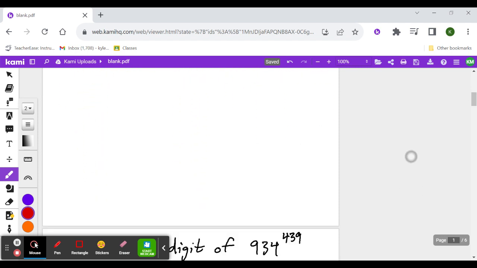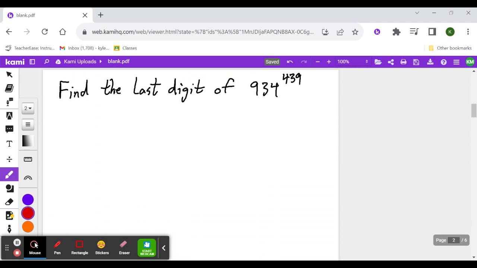All right, let's try another one here. Find the last digit of 934 to the 439. Feel free to pause if you want to try it yourself first. Otherwise, you can just keep watching. All right, so the last digit will be based on this 4 right here. Let's just run through the powers of 4 and see the last digits. 4 to the first is 4. 4 squared is 16, so the last digit is a 6.